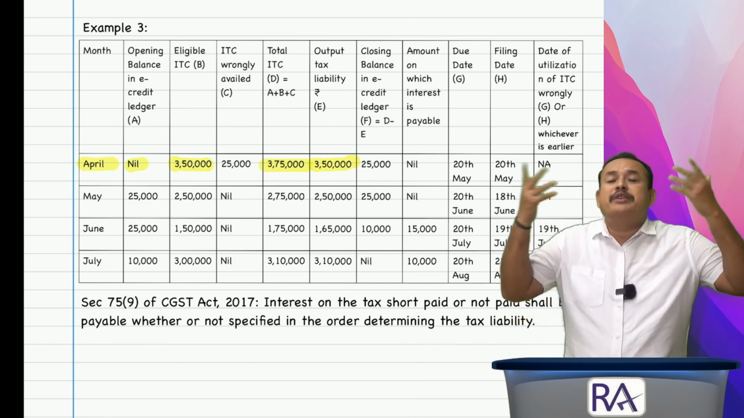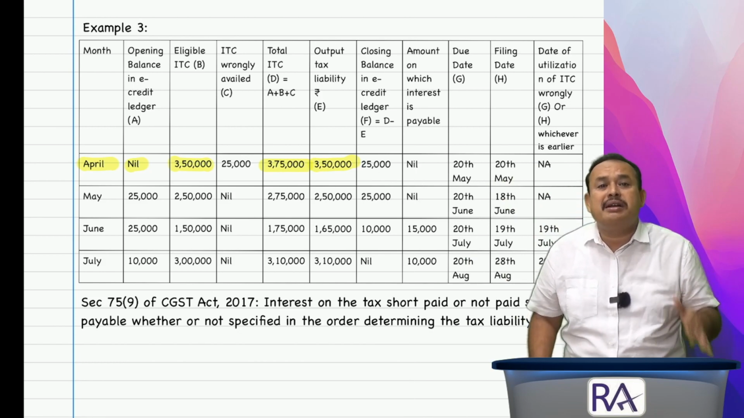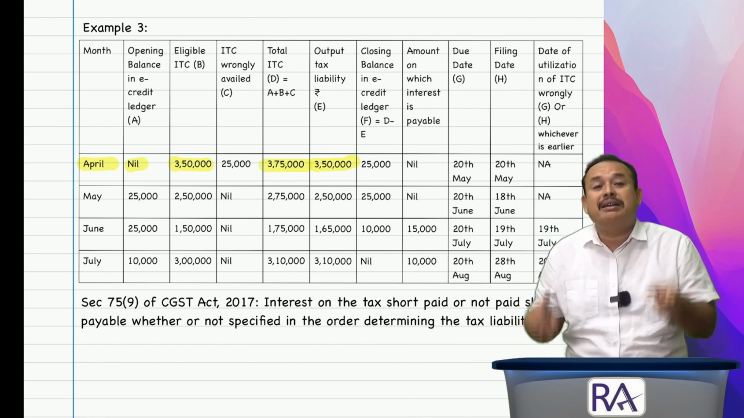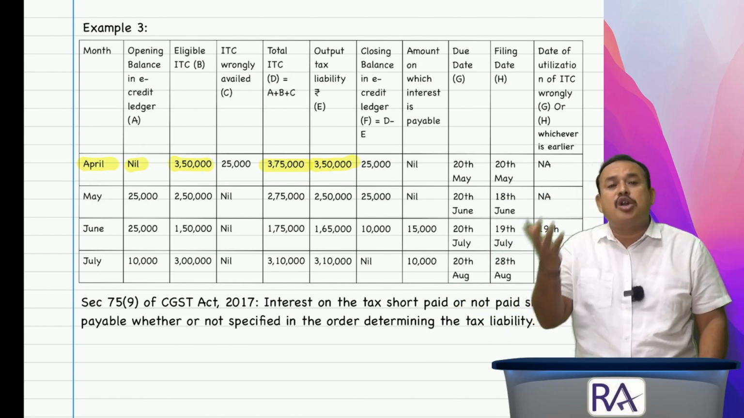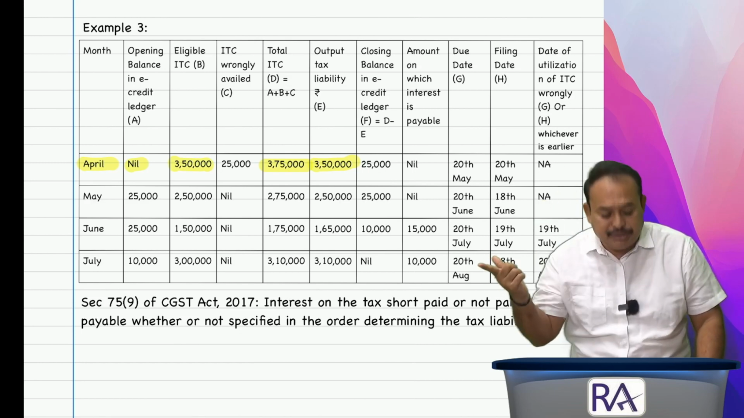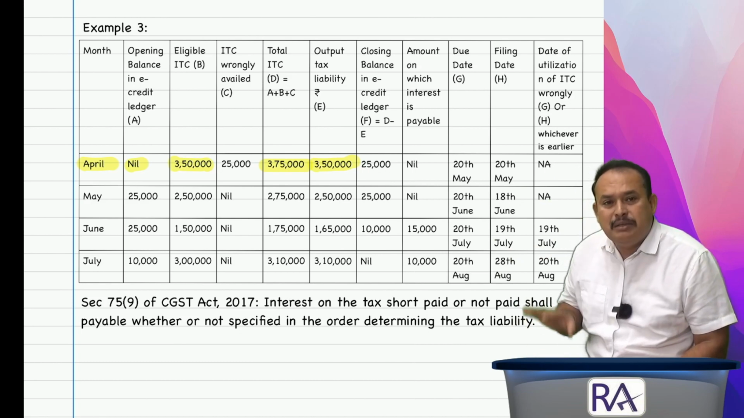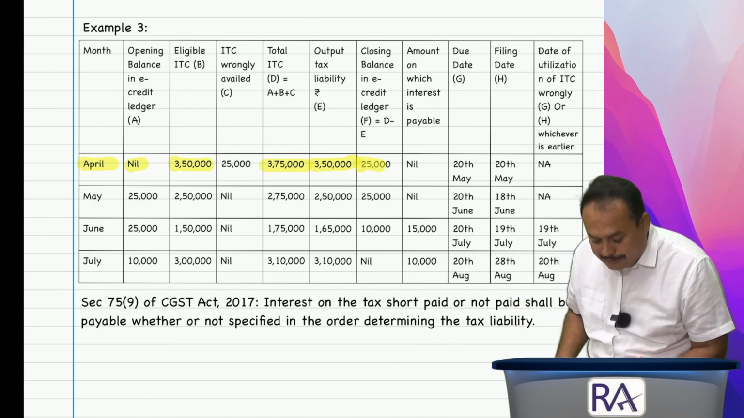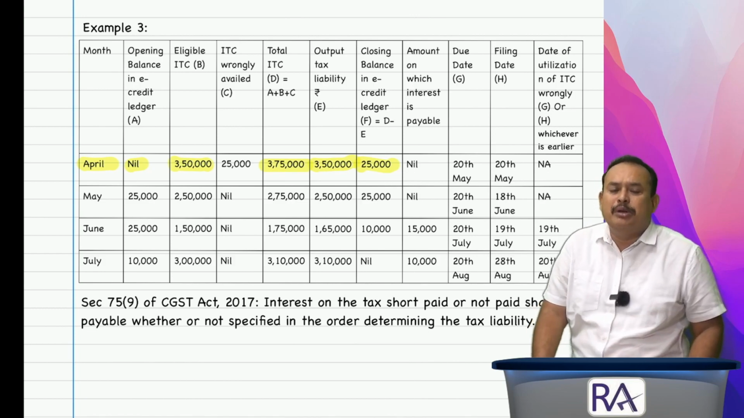That excess input tax credit is more than or equal to the credit wrongly availed. If so, that credit is not utilized. As a result, as long as the credit wrongly availed is not utilized, I am not liable to pay interest. Therefore, here let us say the closing balance in the electronic credit ledger is 25,000. Further, the amount on which interest is payable is nil.